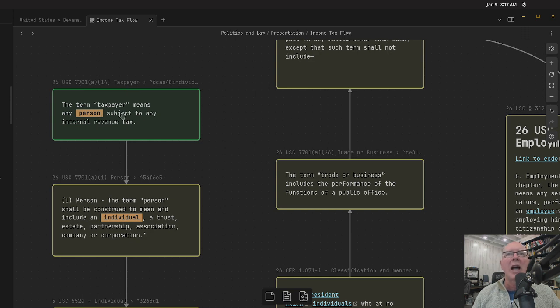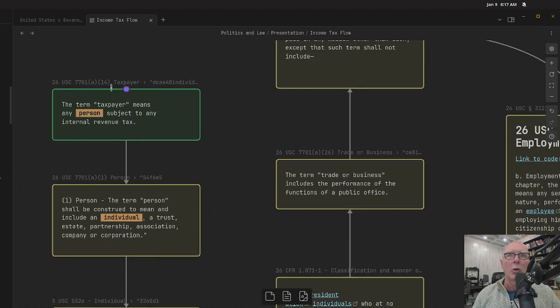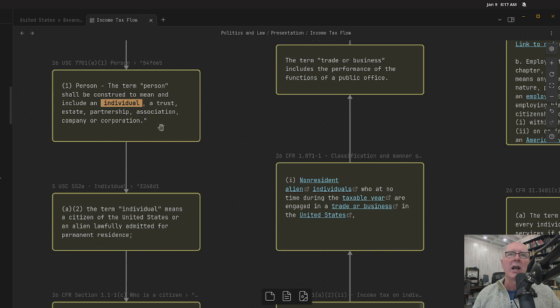So the term taxpayer means any person subject to any internal revenue tax. Sounds pretty simple, except note this is (a)(14), but (a)(1) in that same section defines a person. The term person shall be construed to mean and include an individual, a trust, a state, partnership, association, company, or corporation. Okay. So now we've got to look up individual.